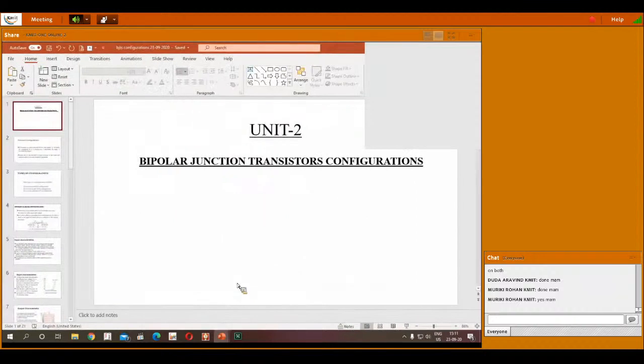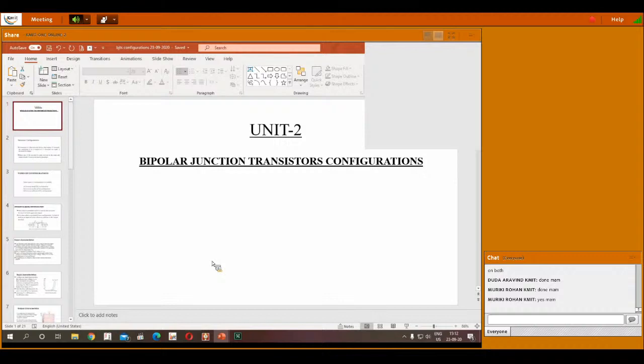So, configurations of BJT. As I already explained, there are three types of configurations: common collector, common base, and common emitter. Why do we have these three types? Because for real world applications, we require high input resistance, low output resistance, maximum voltage gain, and high current gain as well.